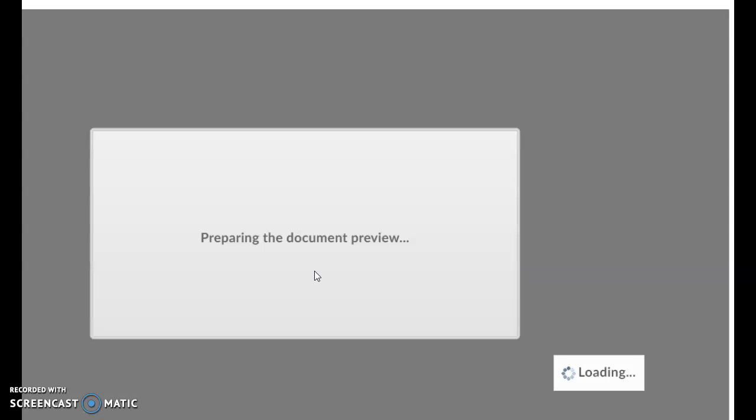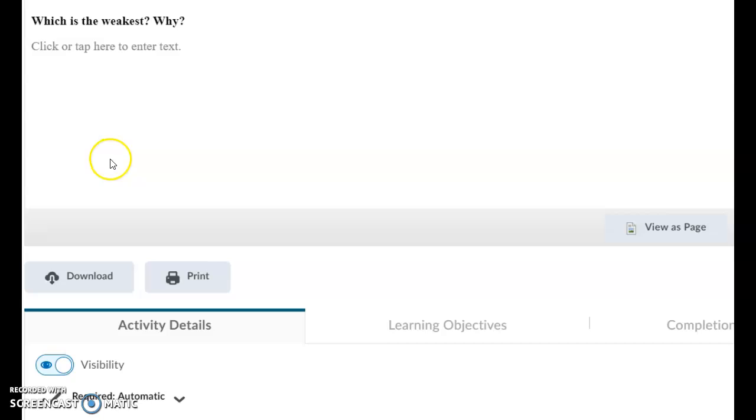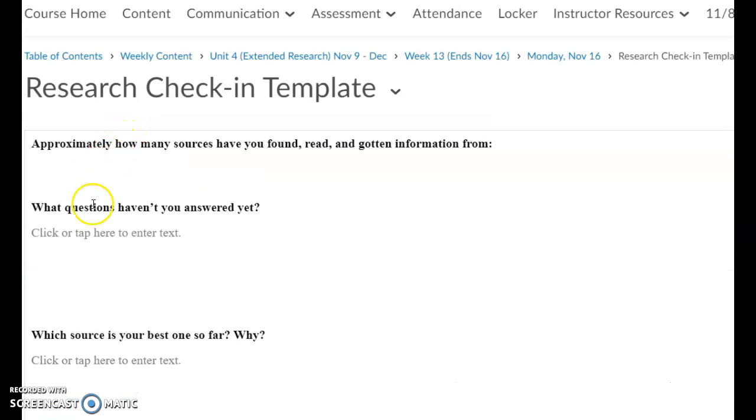One of the things I like about this is it lets me know what you think your best and weakest source are. That helps me to know whether or not you're doing a good job of assessing source quality. Also asks you to identify what questions you haven't answered yet. And if you have any issues at all, as well as the number of sources you've got, of course, please just give me the heads up, and I will do my absolute best to help you out, okay?